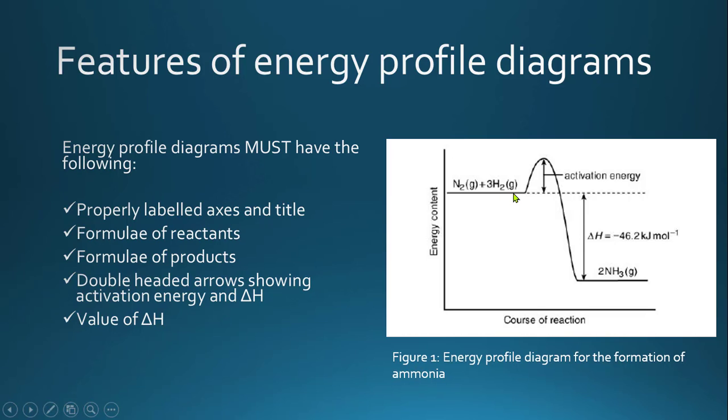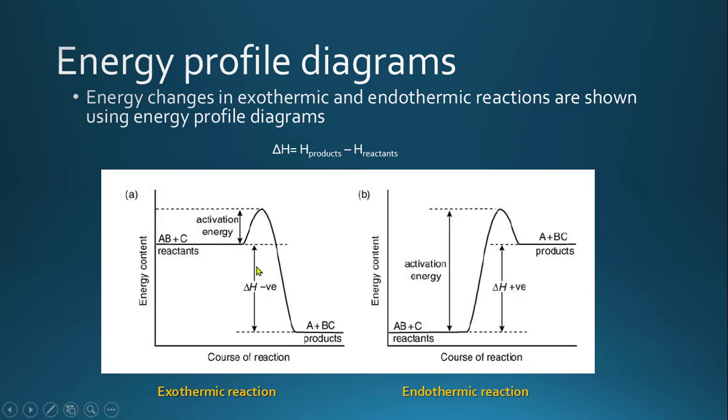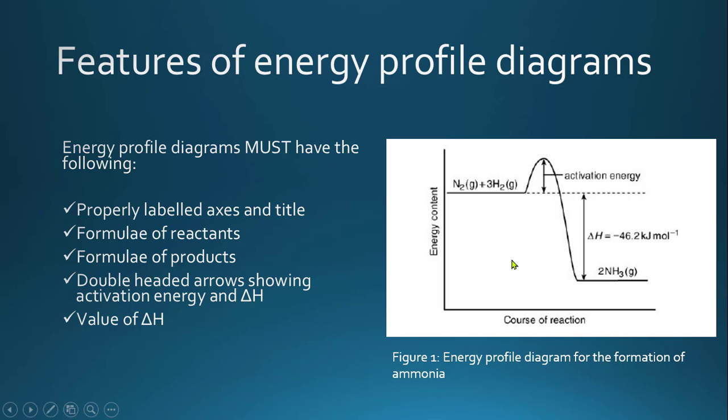So actually first you need to determine whether it's an endothermic or an exothermic change. That will decide the shape of your graph. So if you look here, in exothermic reactions, your reactants are always higher than your products, whereas in an endothermic reaction, your reactants are lower than the products. So in this case, we have an exothermic reaction.